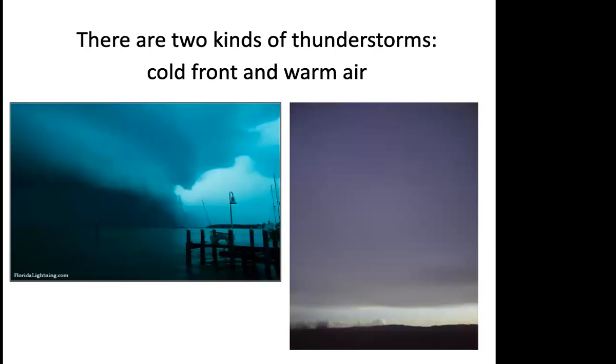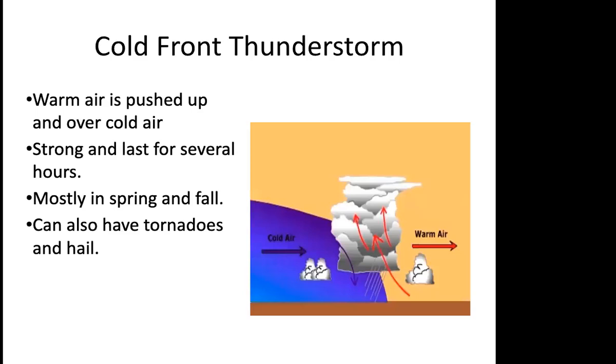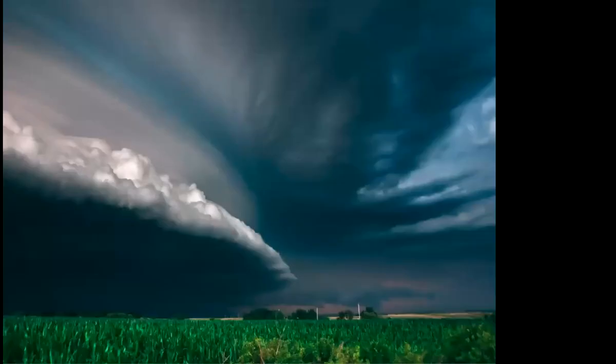There are two kinds of thunderstorms, cold front and warm air. The cold front thunderstorm is when warm air is pushed up and over the cold air. So pushed up and over, okay? They are strong and last for several hours. They mostly occur in the spring and fall, and they can also have tornadoes and hail. What's hail? Yes, big ice balls, right? They could do lots of damage, right? Okay. That looks pretty crazy, huh?